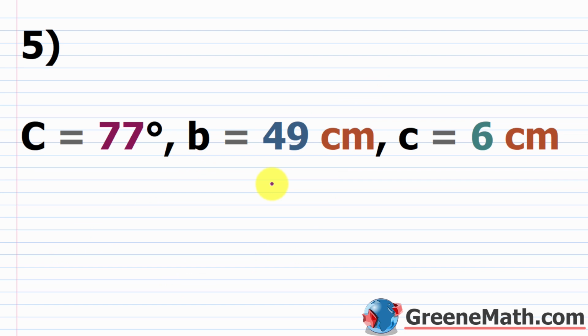Okay, let's take a look at problem number 5. So here we have an acute angle again. So the measure of angle C is 77 degrees. Then the length for side B is 49 centimeters. And then the length of side C, again, this side is opposite of this angle given, that's going to be 6 centimeters. Now, it looks pretty suspicious.